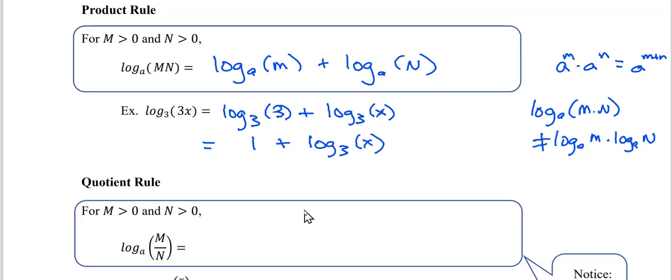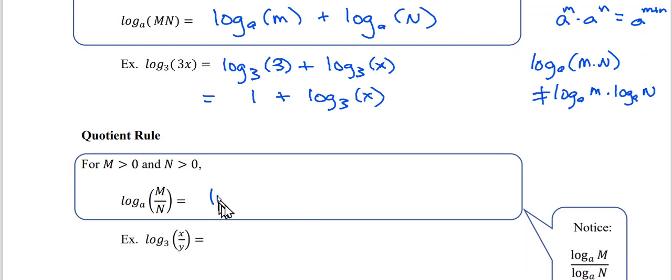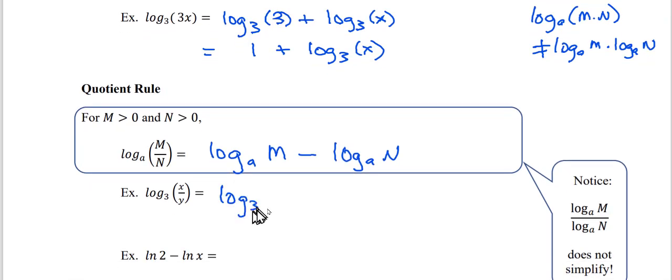That's the product rule. Let's take a look at the quotient rule. Log base a of m divided by n is log base a of m minus log base a of n. So when you have division inside a log, it can be separated into two separate logs, separated by subtraction. This first one would be log base 3 of x minus log base 3 of y. Notice the base stays the same on the two logs.